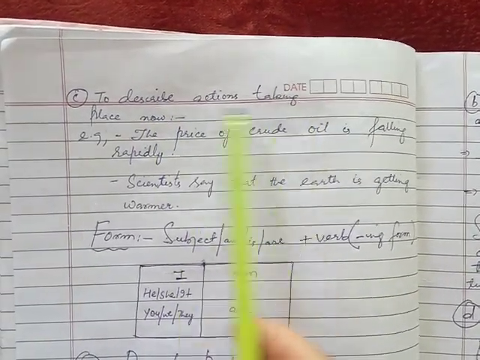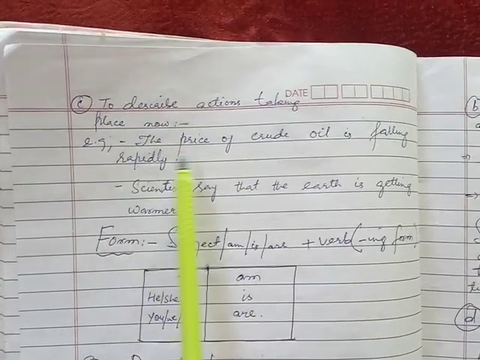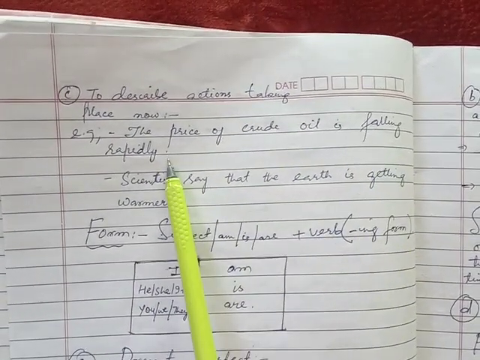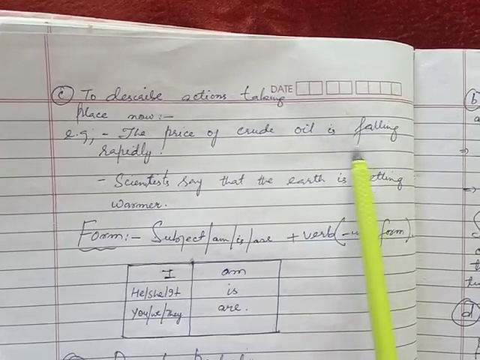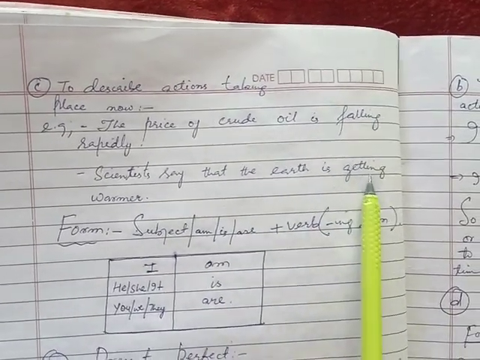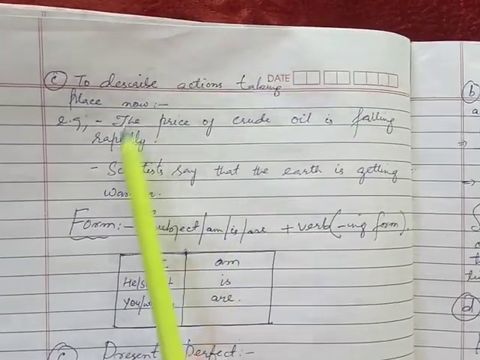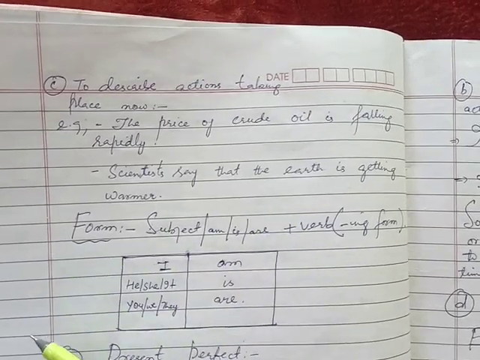The third important use of present continuous tense is that it is used to describe actions taking place now, that are happening at the present moment. For example, the price of crude oil is falling rapidly. Here, present continuous tense is used. Look here, my dear students. Scientists say that the earth is getting warmer. This is also present continuous tense, and these are the actions that are taking place at the present moment right now.